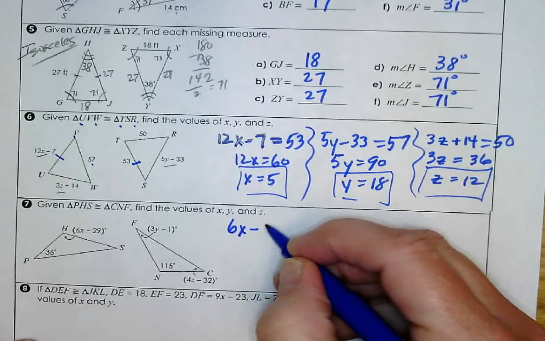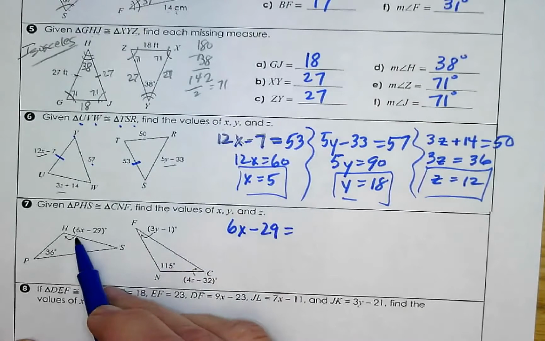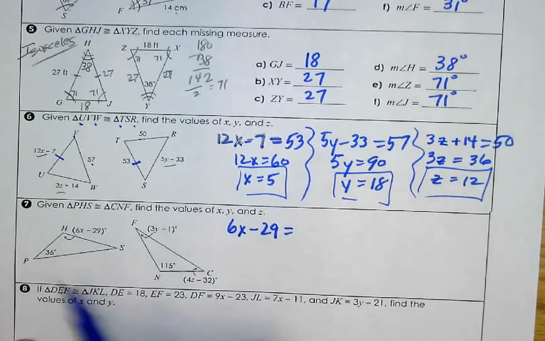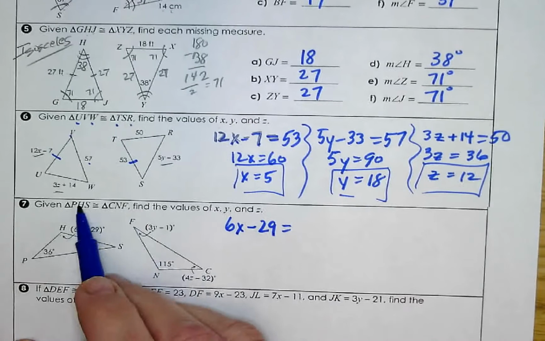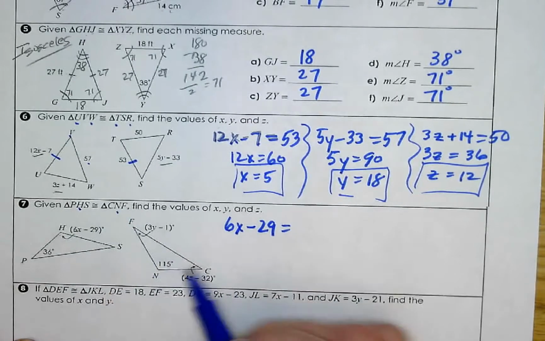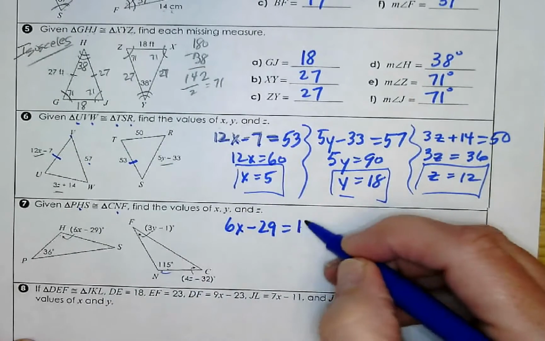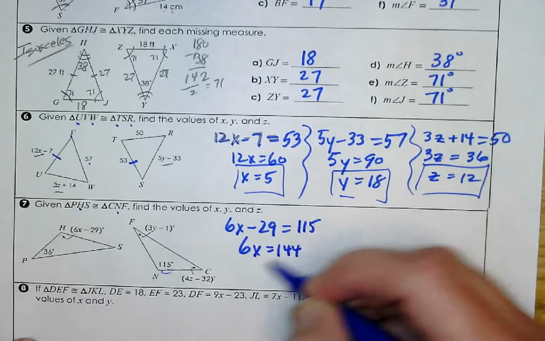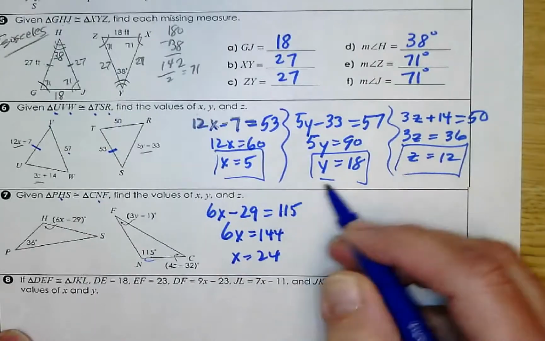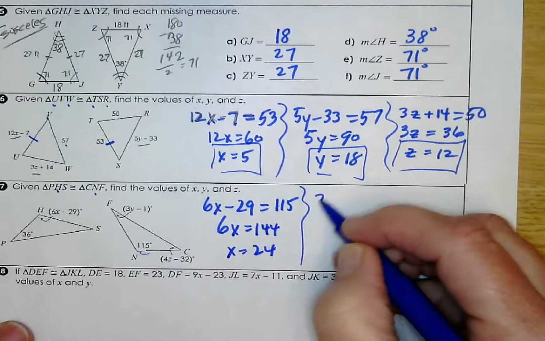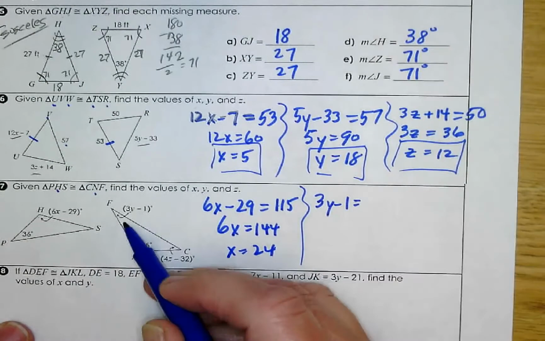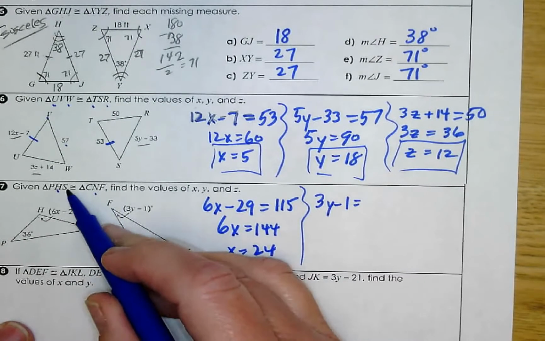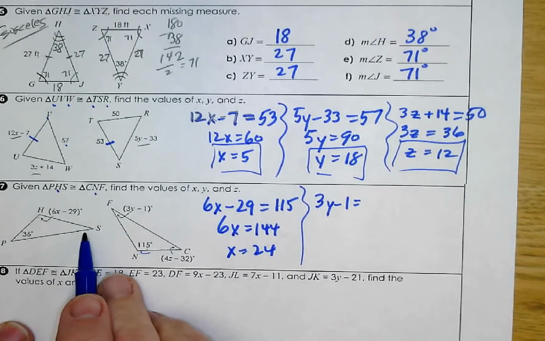Alright, so here we go. So the 6x minus 29, that's angle H. H corresponds with N. So I look over here, angle N is 115. y minus 1, that's angle F, that corresponds with S. Do I know that one? Can I find it?